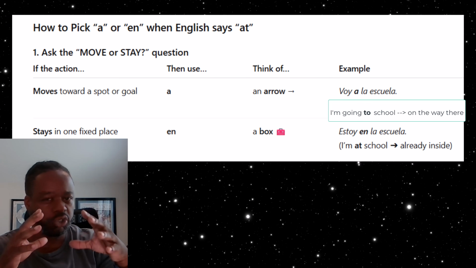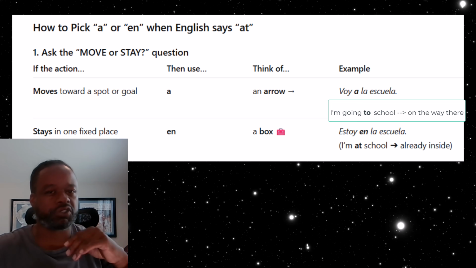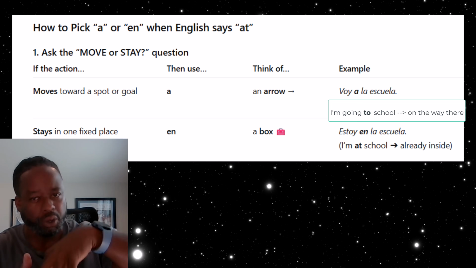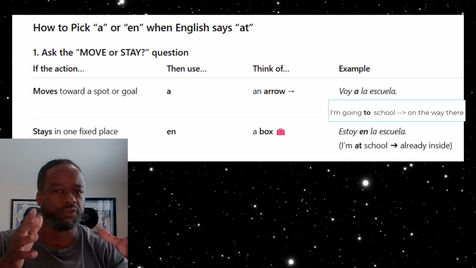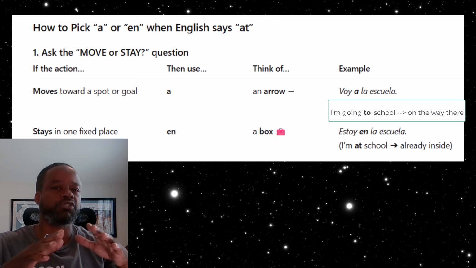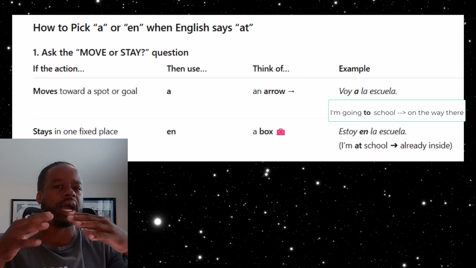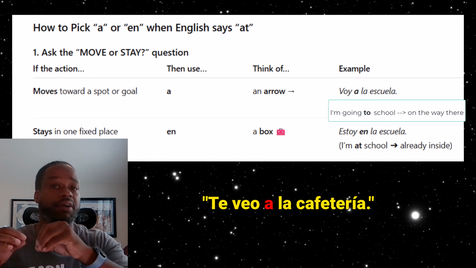Okay, just want to make sure you're understanding moving towards something or staying or already located in something. That's the difference between the two. And so make sure you understand we changed the verb in our two statements. Te veo a la cafetería.